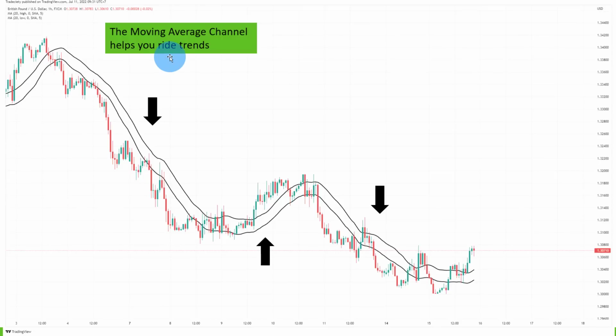Another one of my favorite tools is a moving average channel. And here I'm using 2 moving averages. Both are the 20 period. One is applied to the high and one is applied to the low. And then you will get this beautiful channel.